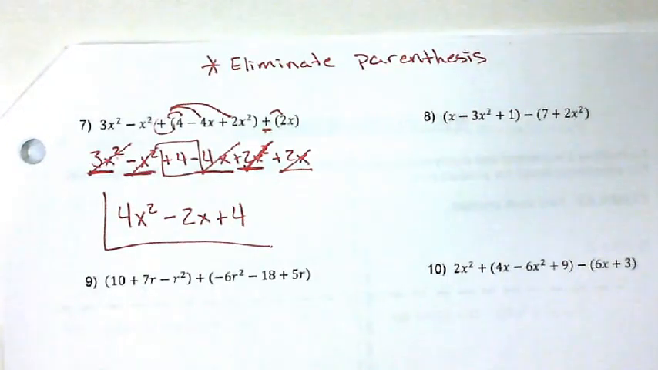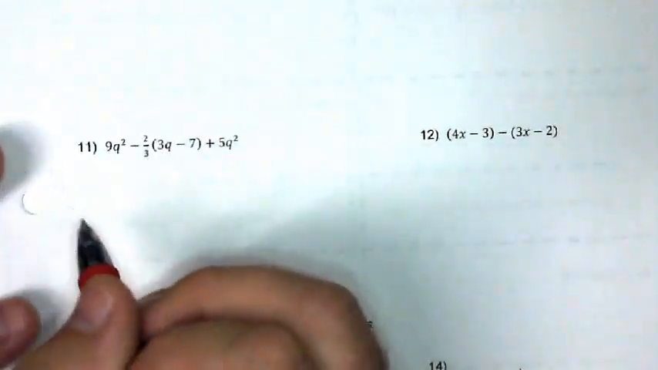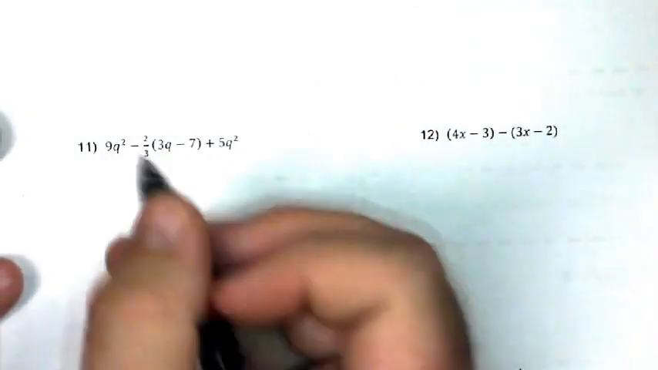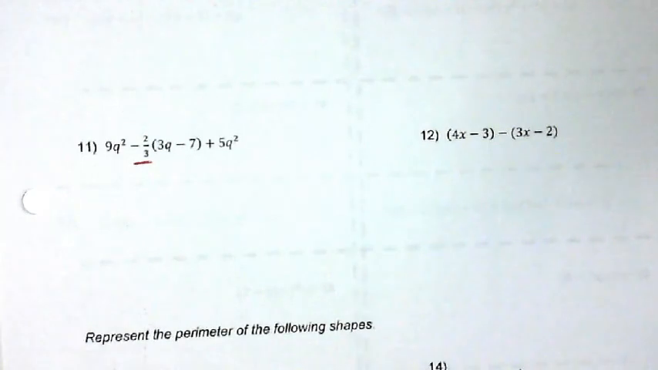Now, there are going to be times where you have a value outside of the parentheses. I'm going all the way down to number 11. Go ahead to number 11. There will be times where you have a value outside of the parentheses that you have to deal with. Do our steps change? No. Step 1 in problem solving is always eliminate your parentheses. How do we eliminate parentheses? Distribute. I'm going to distribute that negative 2/3 to everything in the parentheses.